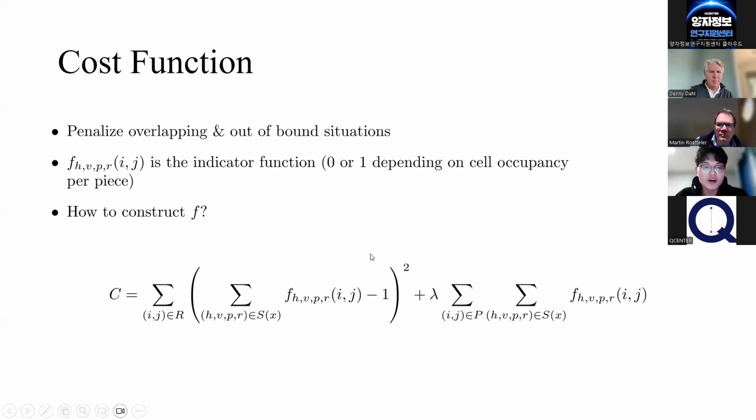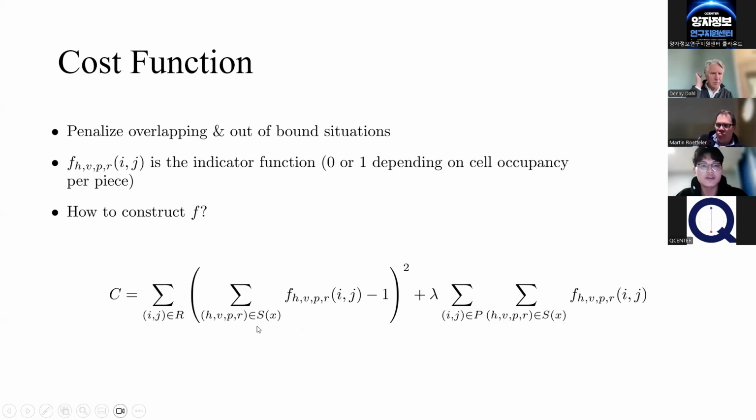The equation at the bottom is our general logic for the cost function. To briefly explain the terms, S of x, under the summation, is the function that takes the Boolean variables as input and outputs a set of tuples I, J, P, and R, which represents the positions and orientations of the puzzle pieces. The function f represents an indicator function that returns 0 or 1 depending on the cell occupancy.